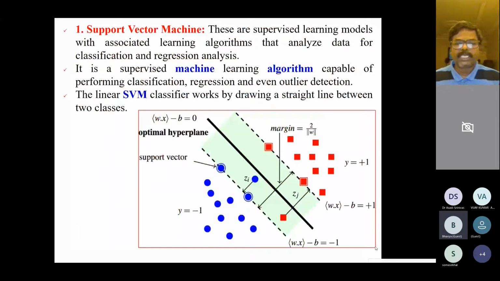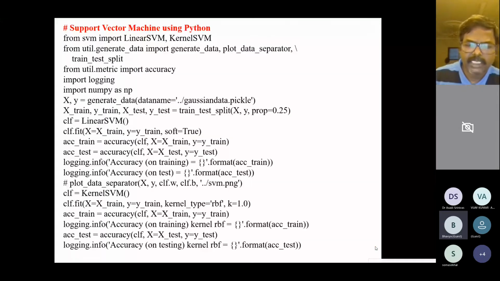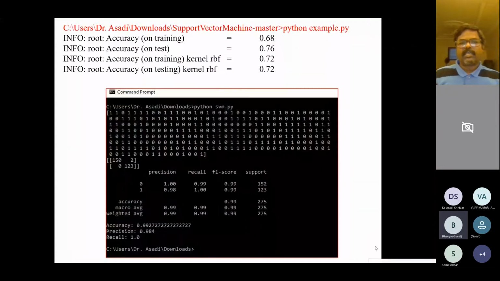Based on the hyperplane, we are solving which object is falling below the hyperplane, and which object is falling above the hyperplane. That is called support vector machine. This is the code I have explained. Support vector machine I have taken as a data set. So this is the output I got. This is the output I have executed.